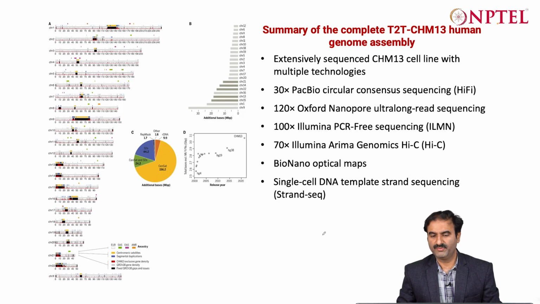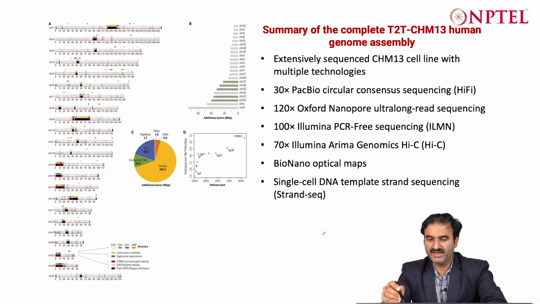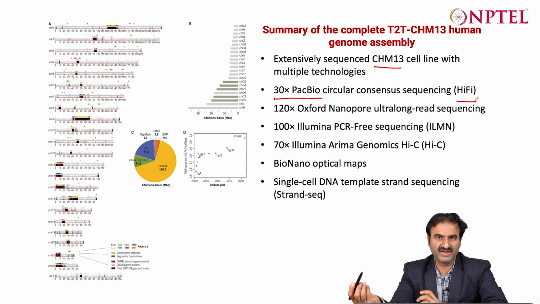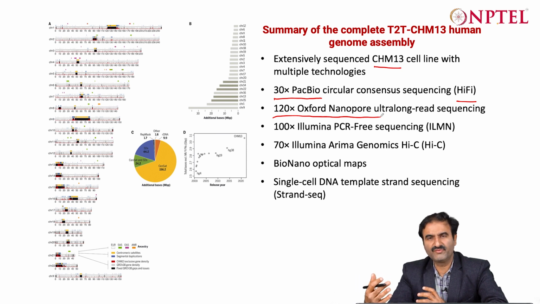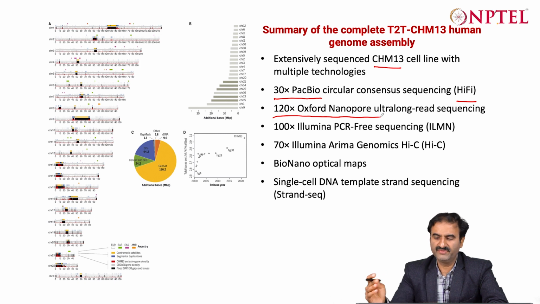To achieve this, they extensively sequenced the CHM13 cell line using multiple technologies. They generated 30x PacBio data using HiFi, which is error-free, or rather has very few errors, long-read data. Then 120x nanopore data, ultra-long read sequencing, because both technologies offer long reads, PacBio or ONT, and people use both technologies based on availability in their labs.